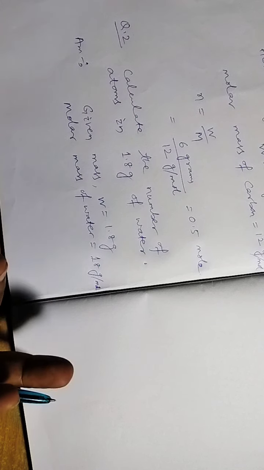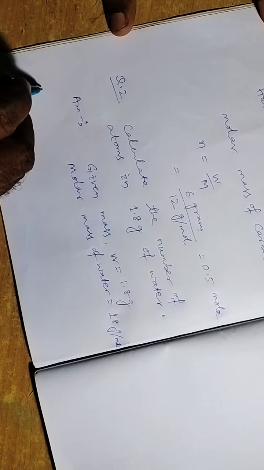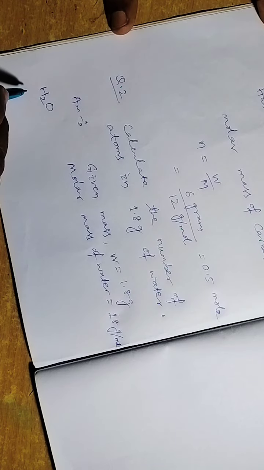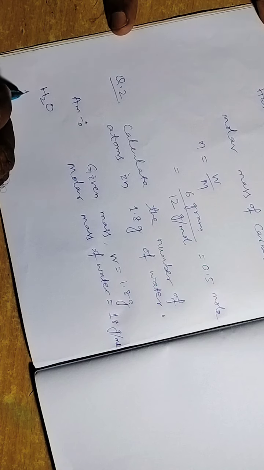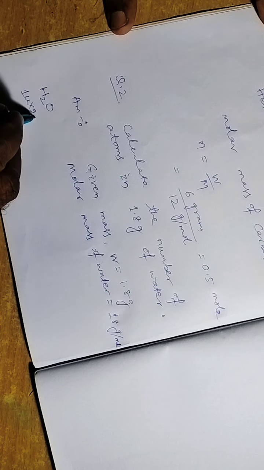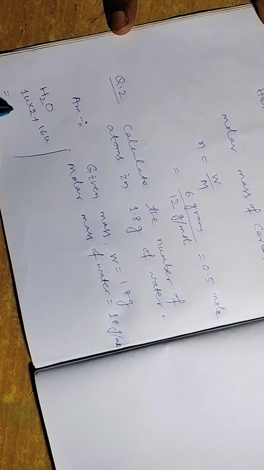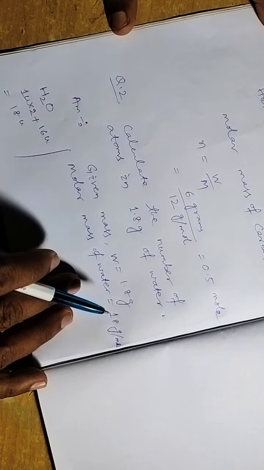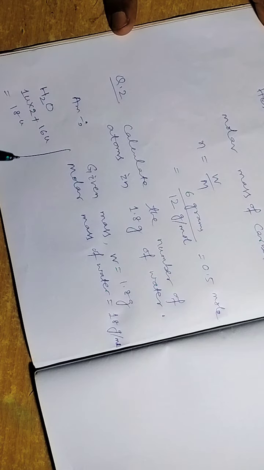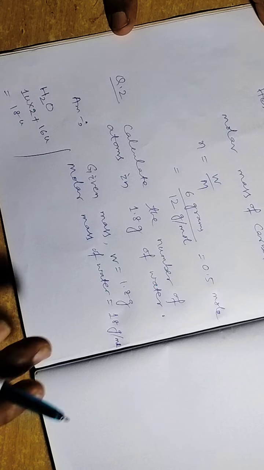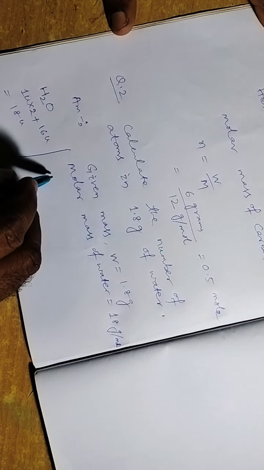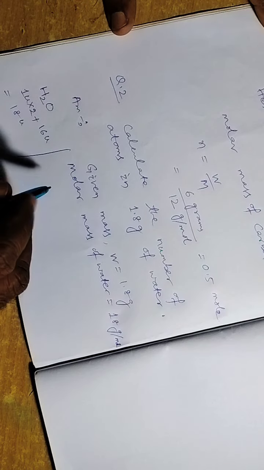How 18 gram per mole? You know this because H2O contains 2 atoms of hydrogen. Mass of 1 hydrogen atom is 1 u, into 2, plus oxygen 16 u, that is 18 u. This is the molecular mass, but when it is asked to write the molar mass of water, it is 18 gram per mole. That means the mass of 1 mole of water is 18 gram. So now we have to calculate the number of moles of water molecules.